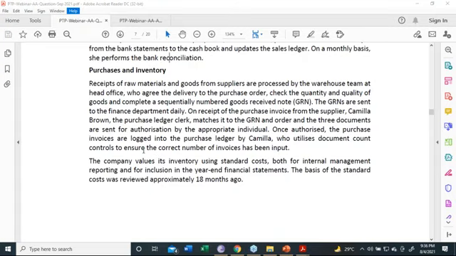Let's quickly explore the purchase system. Receipts of raw materials and goods from suppliers are processed by the warehouse team at head office, who agree the delivery to the purchase order, check the quantity and quality of goods, and complete a sequentially numbered goods received note. The goods received notes are sent to the finance department daily.